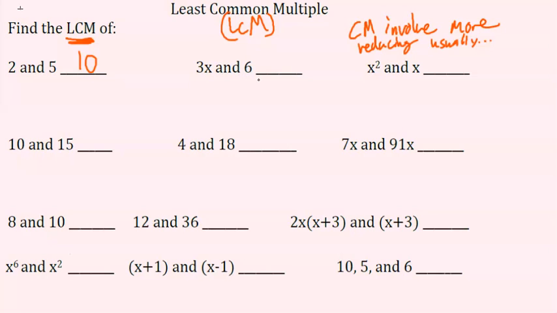Let's look at 3x and 6. So we have 3, 6, 9. For 6 we have 6, 12, 18. The least number that they have in common is 6. And then they have an x. Because only one of them has an x, you're going to take the one with the biggest x's exponent. So 6x would be the least common multiple here.